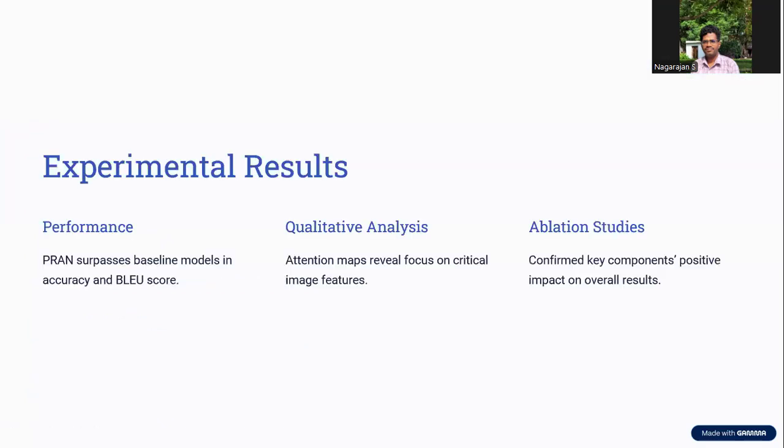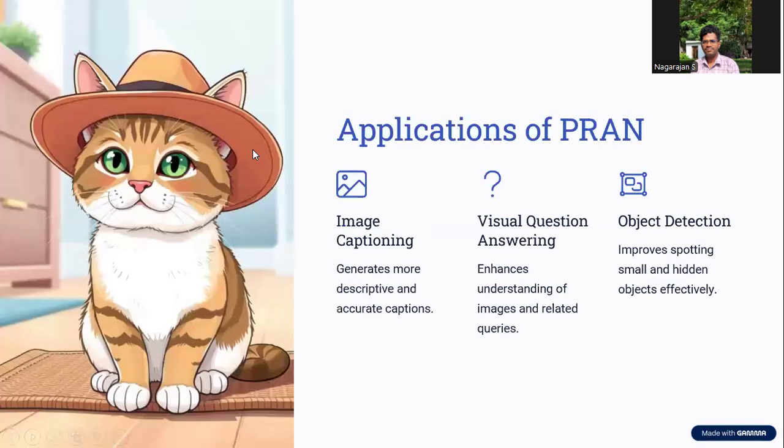And experimental results. PraNet is good because it has a baseline model and always gives more accuracy. As I told you, whether any image is there or an object is hidden, we can go ahead with the help of PraNet and identify it easily. Qualitative analysis follows that, where study is also very important, and then the applications of PraNet.